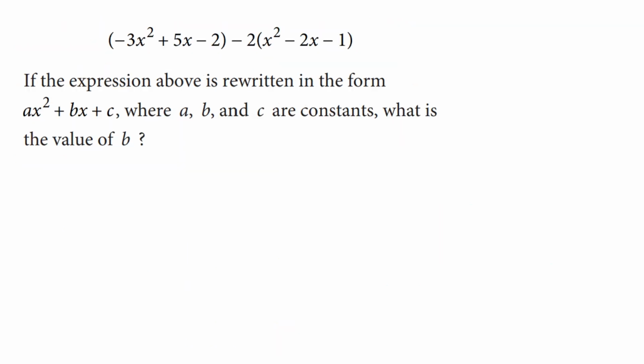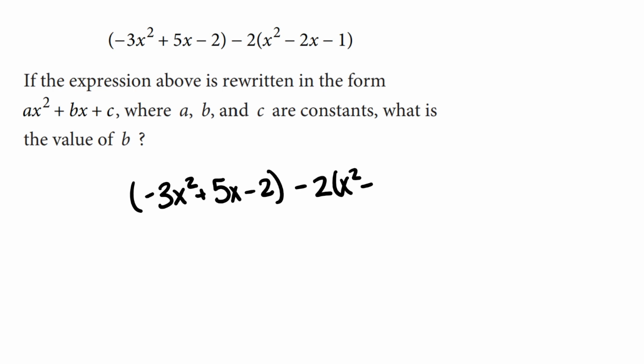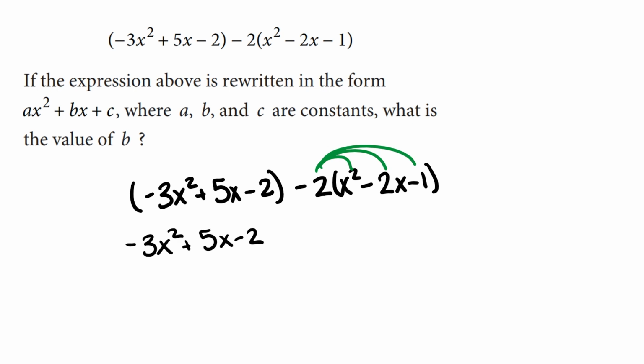If the expression above is rewritten in the form ax squared plus bx plus c, where a, b, and c are constants, what is the value of b? So essentially, we just have to simplify this expression. We have this 2 out front, which we'd have to distribute to all of our terms, and then combine our polynomials. So let me start by rewriting our expression. Let's start by distributing this -2 to all of our terms. We still have on our left side of our minus sign, -3x squared plus 5x minus 2. And then on our right side, we'll have -2x squared plus 4x plus 2.